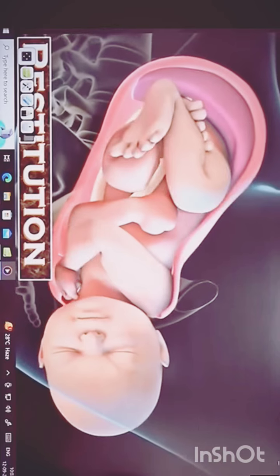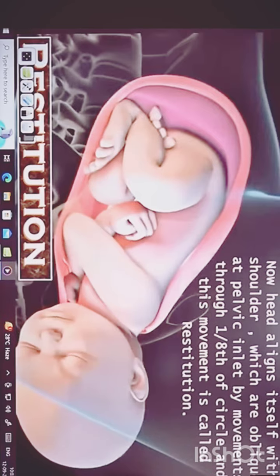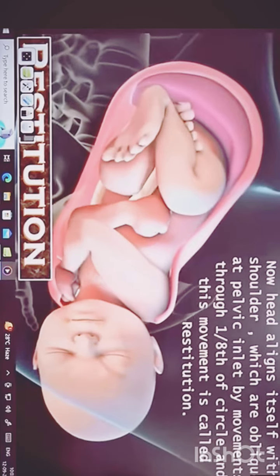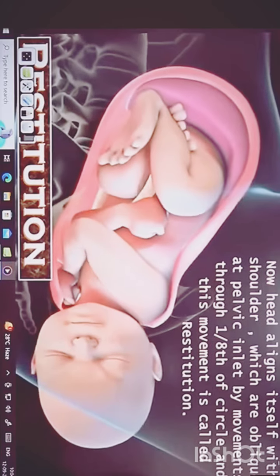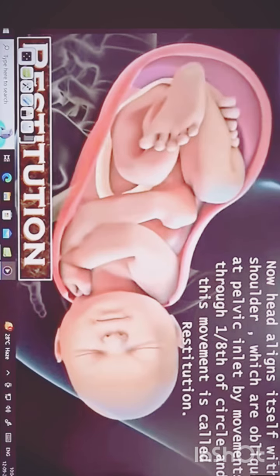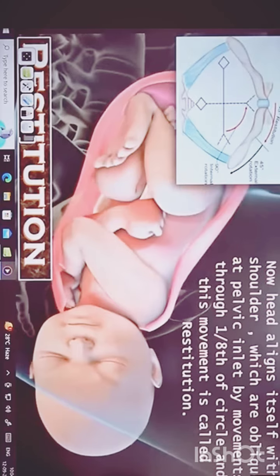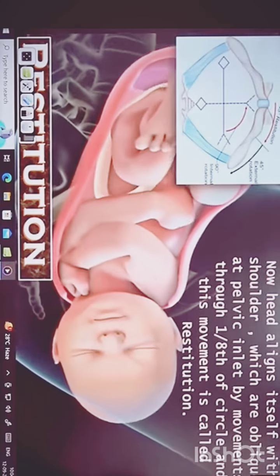Next stage is that of restitution. Now the head aligns itself with the shoulders, which are oblique at the pelvic inlet, by movement through 1/8 of the circle, and this movement is called restitution. So restitution is a 45-degree posterior rotation of the fetal head.